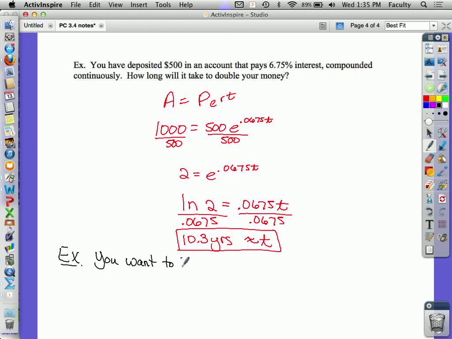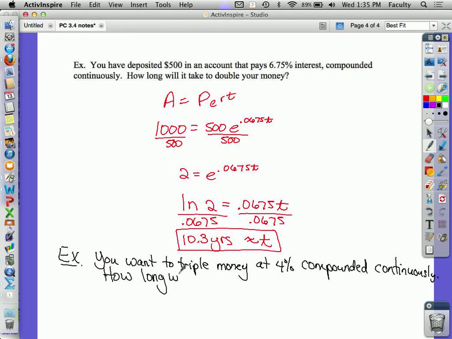You want to triple your money at 4% compounded continuously. How long will it take? Okay, I gave you no money whatsoever. But the fascinating thing is we can figure this out. So you start with PERT.